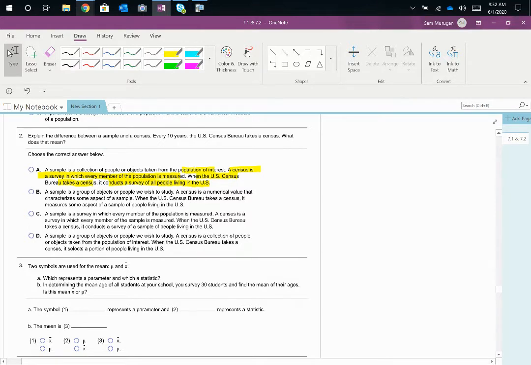All right, I'm going to answer this one for you as well: which represents a parameter and which a statistic. So recall that Greek letters are used for the population and English letters are used for statistics. The mean of all students in your school, you survey 30 students. If you're taking a sample of the population, then you would use the English letter, x bar. You survey 30 of the students, which means you're not surveying the entire population.